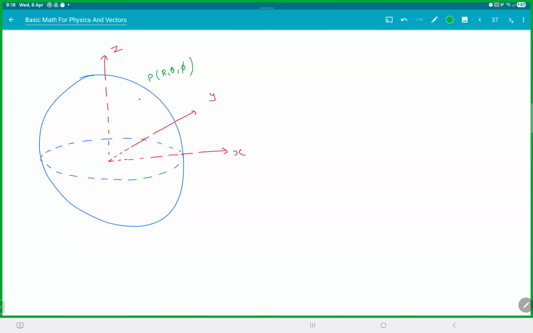So how do you get 3D polar coordinates into 3D Cartesian coordinates? If you know r comma theta comma phi, get x comma y comma z. Try, I'll give 2-3 minutes. Think about it. Let's see how you figure it out. You should get x, y, z in terms of r, theta, and phi.